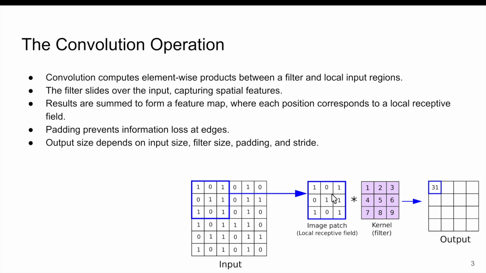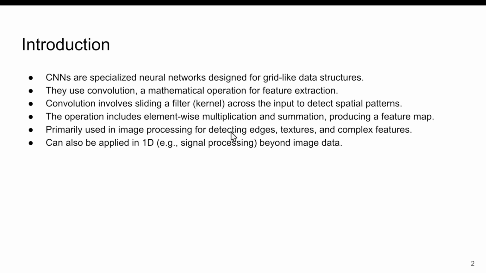Now this is a purely mathematical operation. There is some logic to it, in the sense that we have seen that some filters, when they are applied to a particular image, result in detection of certain features. So those features are edges, textures, and other complex features.